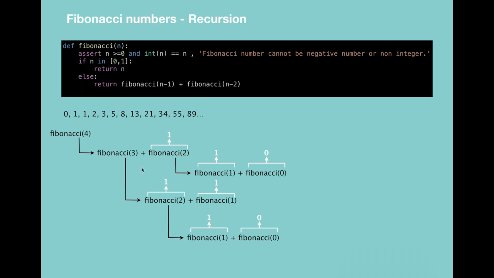For Fibonacci 3, it will be 1 plus 1, which is 2. So when we sum up these two values, we will get the Fibonacci number for 4, which will be 3. So if we go to our list and we count it from 0, 1, 2, 3, 4 is 3. So this shows that our function works properly, and I showed you how the function works behind the scene.